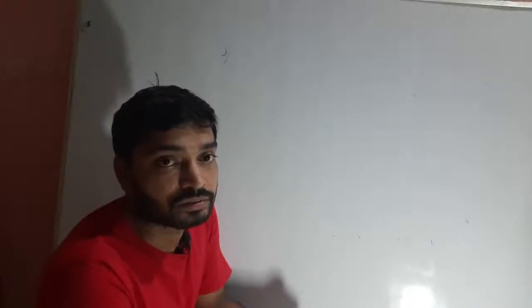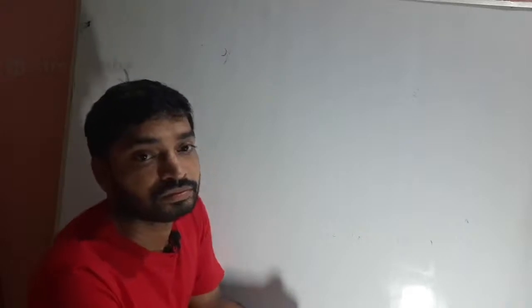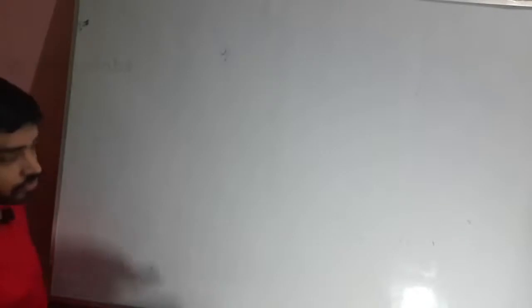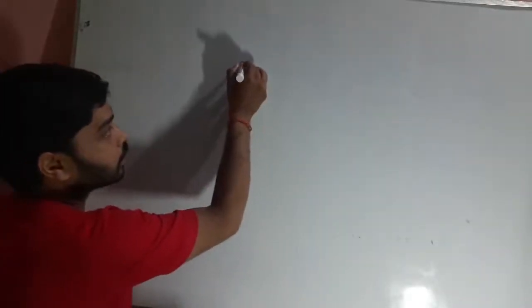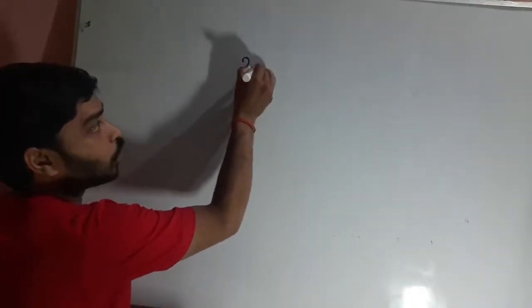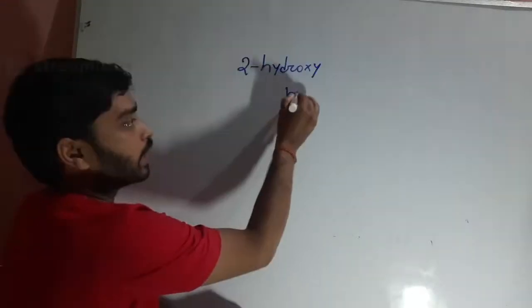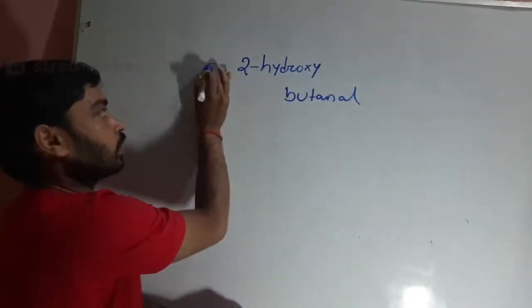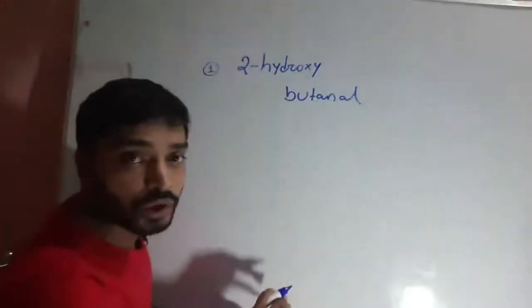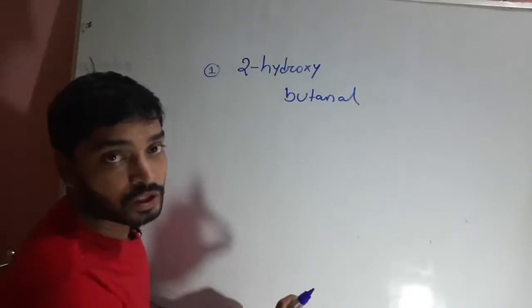So let's start. I am writing here one question by which we can understand the concept easily. I am writing here 2-hydroxy butanal. It is the IUPAC name for which we need to draw the structure.